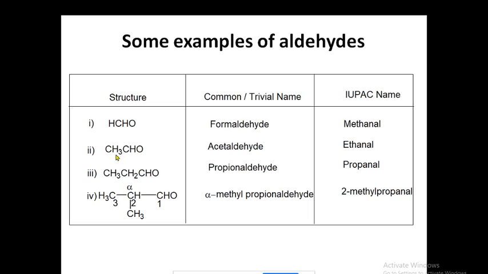Now second, CH3CHO, number of carbons is 2. The common name of this particular compound is acetaldehyde, because from this you will get acetic acid. And now we have to give the IUPAC name. So see, 1, 2, and therefore it's ethane, E replaced by al, you'll get ethanal.